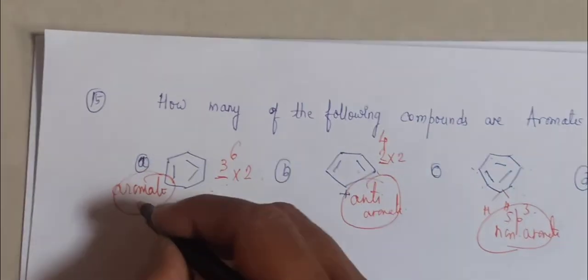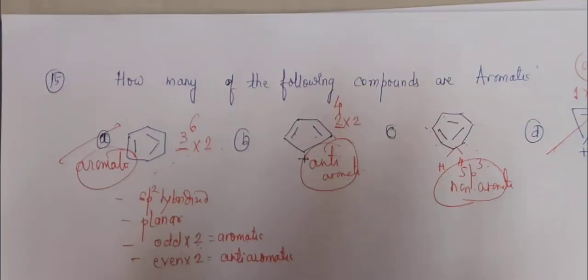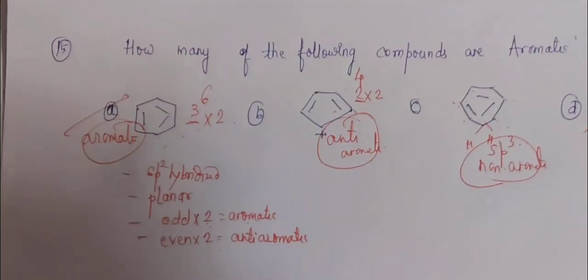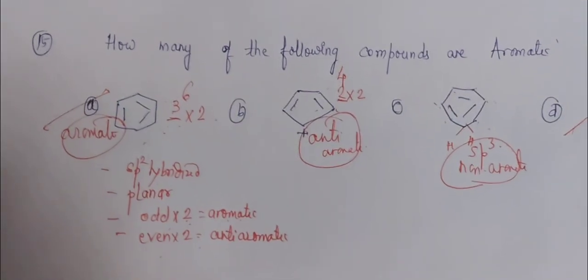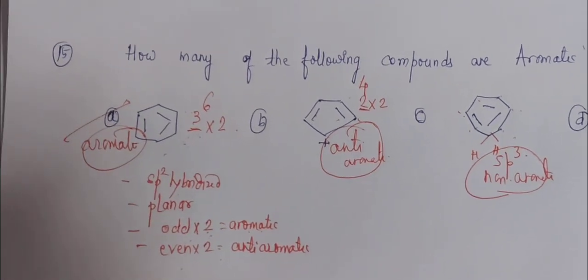So the correct answer in this case is A and D. They are aromatic. This is just a trick. This is not an exact theoretical explanation. This is just a crude method. In the competitive exams, you can use this trick.